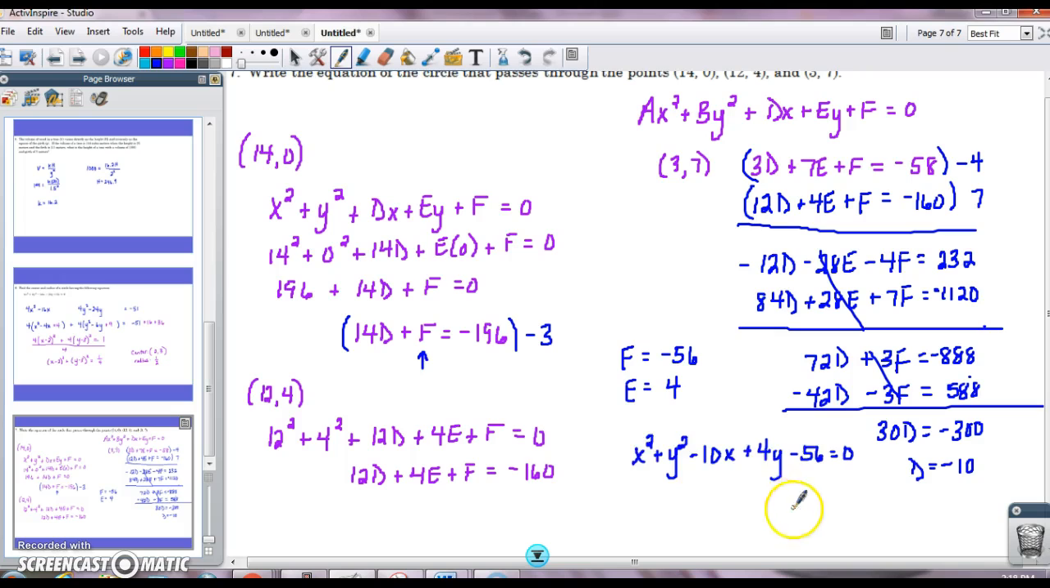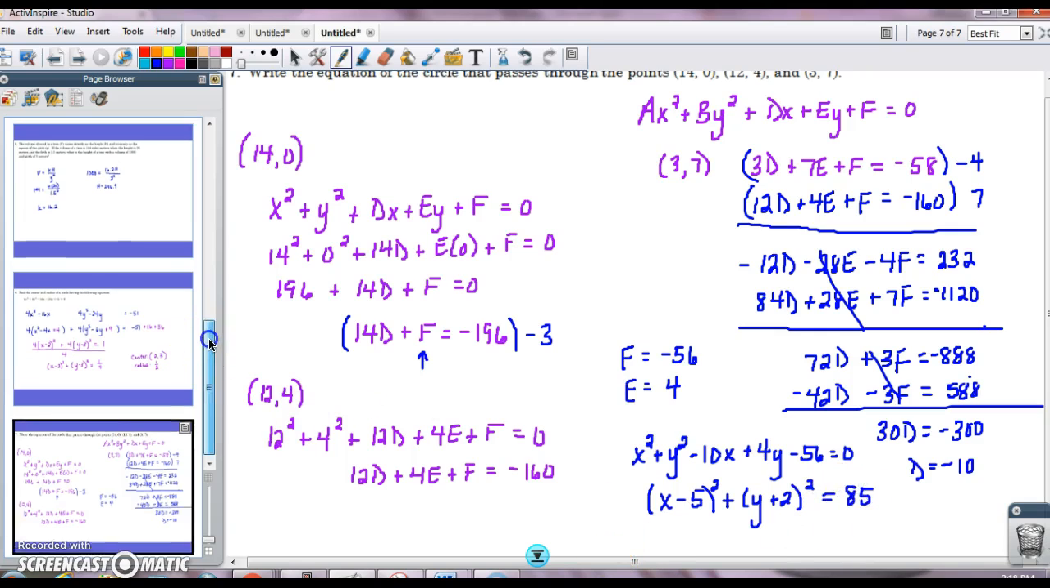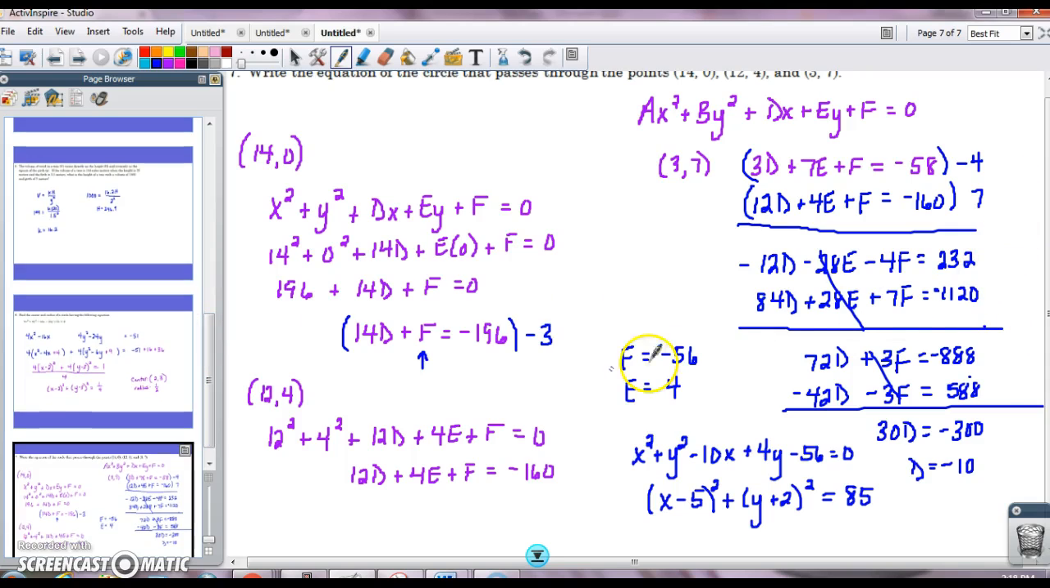If you go back and complete the square like we did in the last problem, your final answer then is x minus 5 squared plus y plus 2 squared is equal to 85, and that is the equation of the circle.